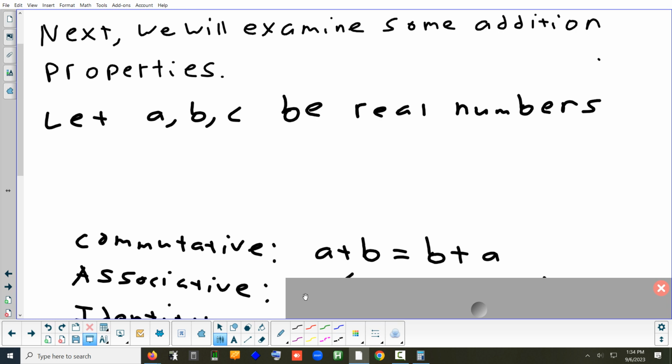Does that work for multiplication? Can you switch the order you multiply two things and get the same answer? Yes. 5 times 2, 2 times 5. How about subtract? No. How about divide? No. So you can't apply the commutative property to subtraction or division, only multiplication and addition. We're just going to focus on addition.